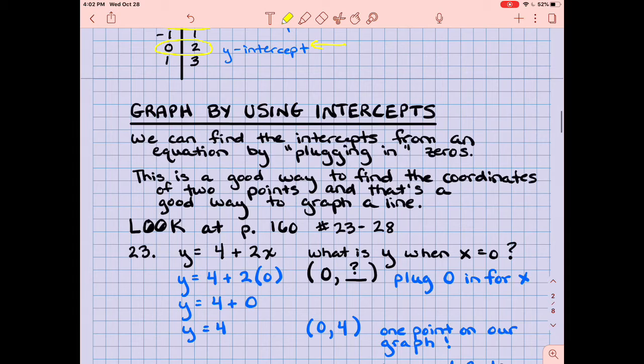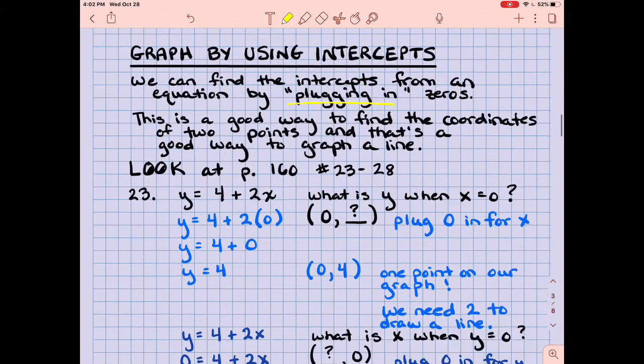We can graph by using intercepts. We can find the intercepts from an equation by plugging in zeros. That's a funny thing we say when we're going to substitute in a number of some kind for a variable. This is a good way to find the coordinates of 2 points, and that's a good way to graph a line. Look at page 160, numbers 23 to 28.